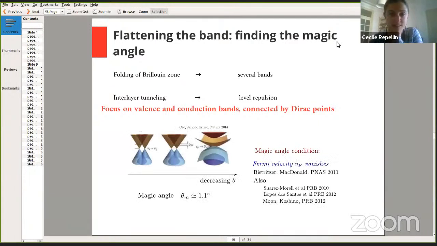Now, what makes the system very interesting, as I've said in the introduction, is the possibility to obtain very narrow bands, to have a very small bandwidth. And this occurs at some very specific angles called magic angles. The largest of those magic angles is around 1.1 degrees. As you reduce the angle, you bring the Dirac points closer, but you also change the superlattice potential coupling the two layers. And the interplay of these things is what results in this magic angle condition, where the Fermi velocity vanishes, the band is almost flat, and the bandwidth is almost 0.